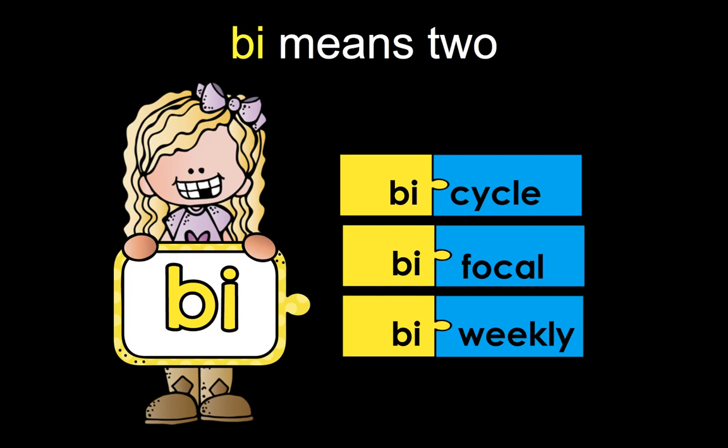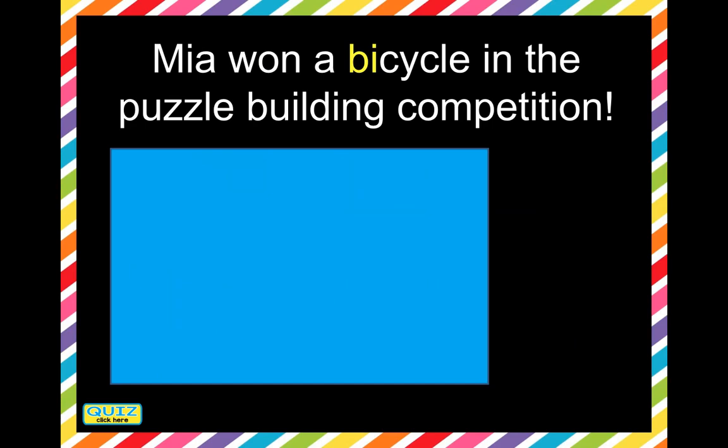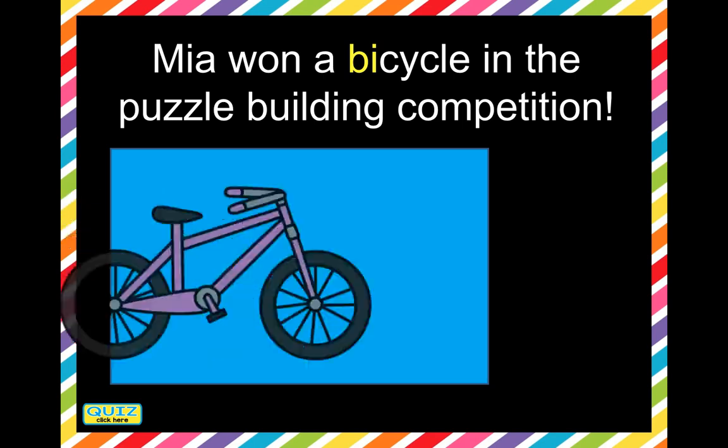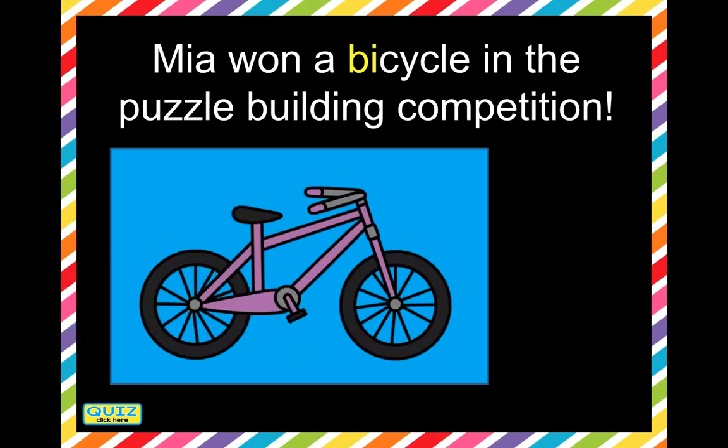Bi means two, like bicycle. That's right, a bicycle has two wheels. Bifocal, meaning using two eyes to see. And bi-weekly, every 2 weeks. Mia won a bicycle in the puzzle building competition. Bi meaning two.